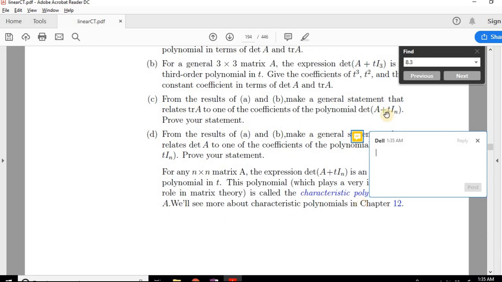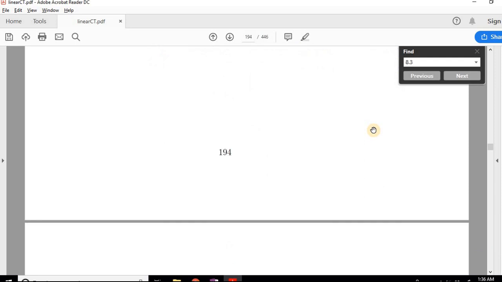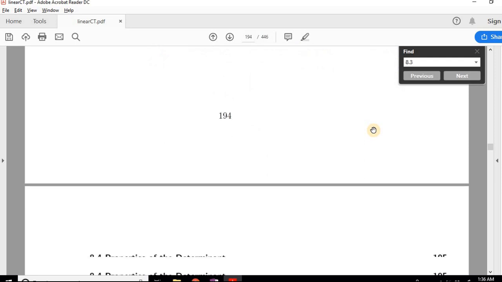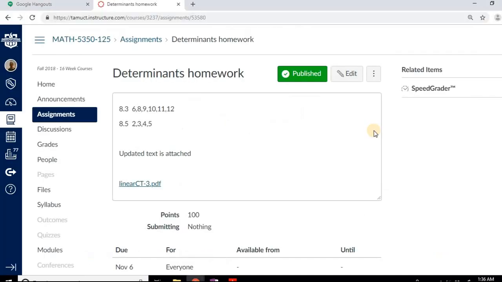Let me pause my video. All right, and I think that's the end for section 7.3. And then I have a couple of problems here. Section 2, 3, 4, 5 in section 8.5. Let's look at those.